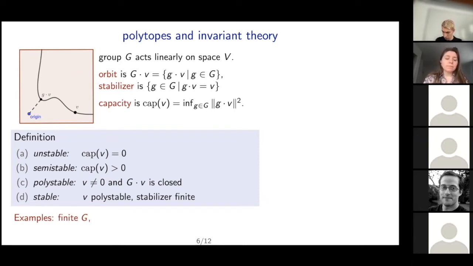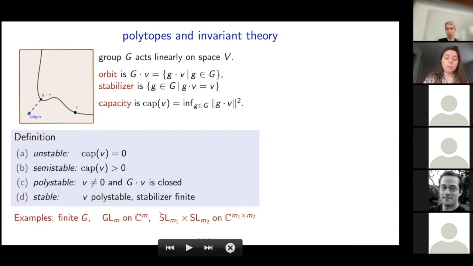Okay, so yeah, if you haven't seen these definitions before, then you can wonder what happens. Which points are unstable, semi-stable, polystable, or stable for the example of a finite group, or for the example of GL_m acting on vectors in C^m by left multiplication, or maybe for a first non-trivial example, or a first example where you actually see these intermediate notions appearing.